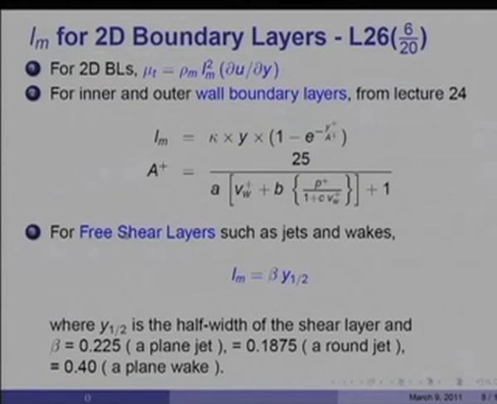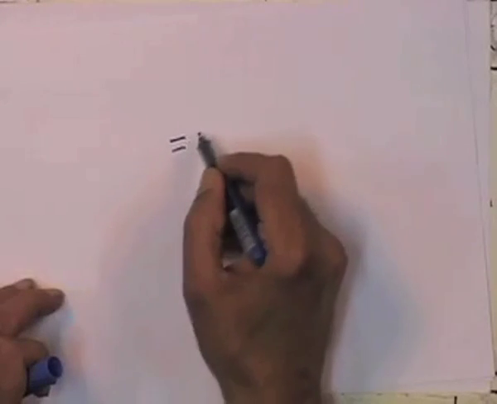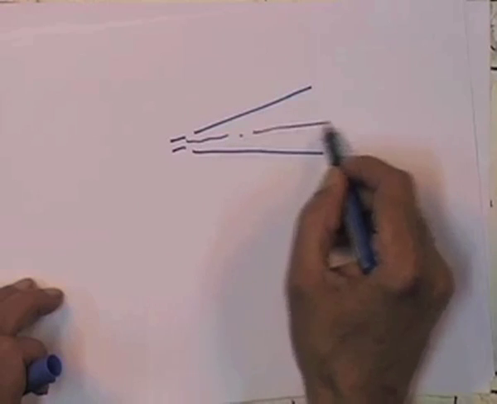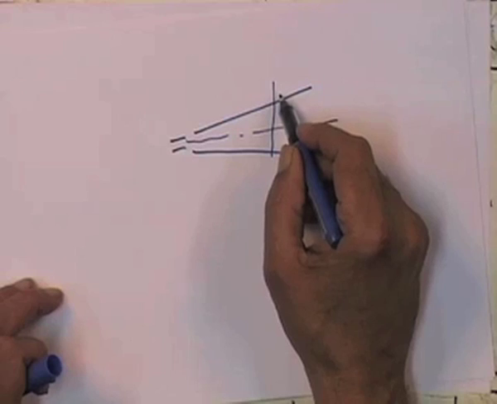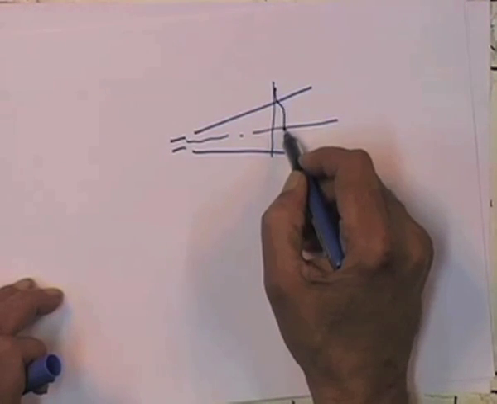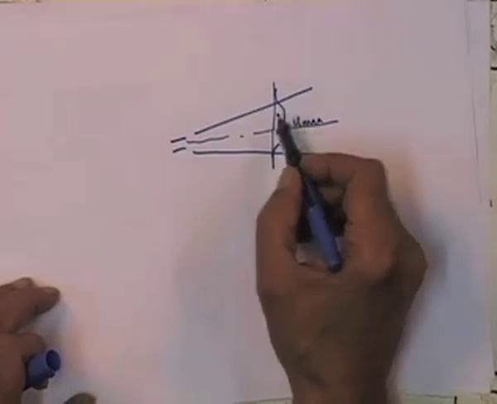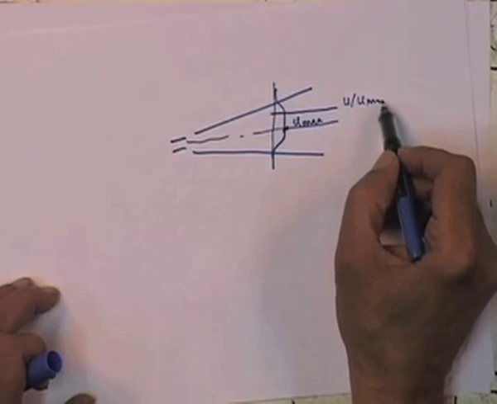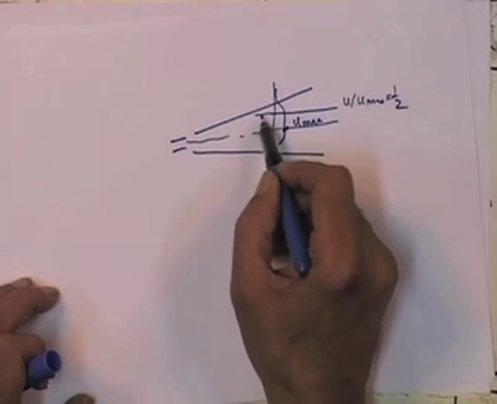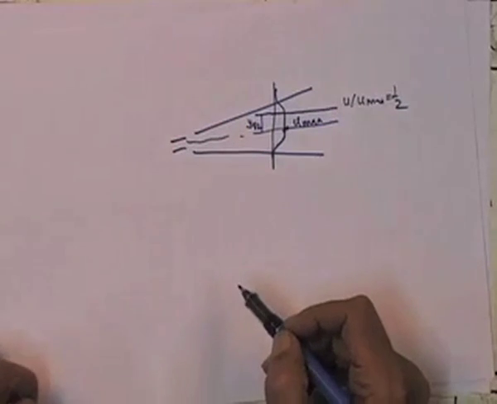When we encounter free shear layers like a turbulent jet or a turbulent wake, there is no wall present. In that case, how do we specify mixing length? Well, it is specified as L m equal to beta times the half width of the jet. Let us say the jet is emerging, then this would be the velocity profile, and this would be u max, and wherever u divided by u max is equal to half, that is the distance y half. This is called the half jet width in a free shear layer. Likewise for a wake also.